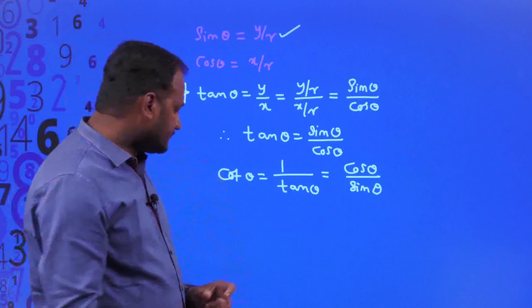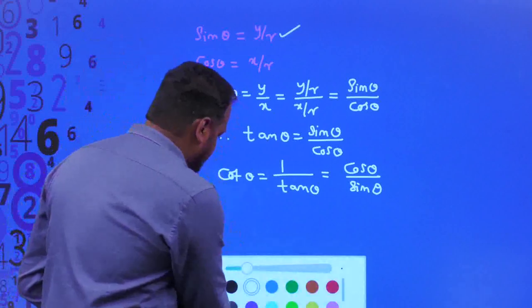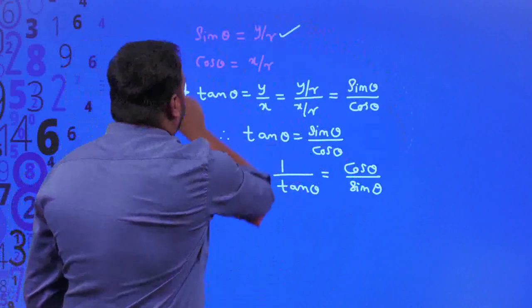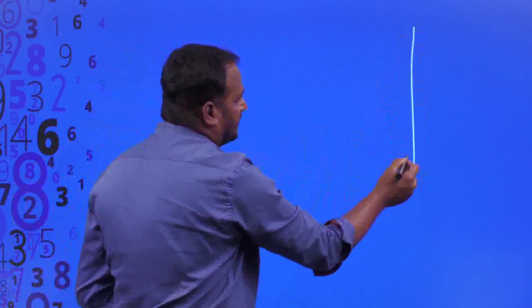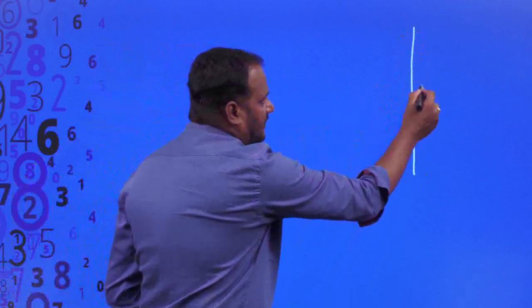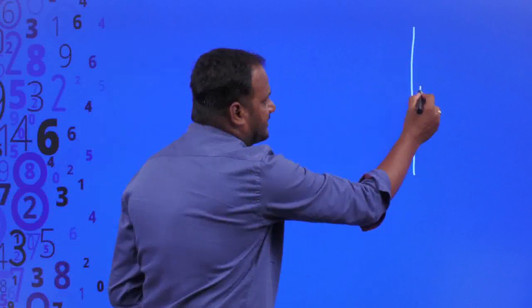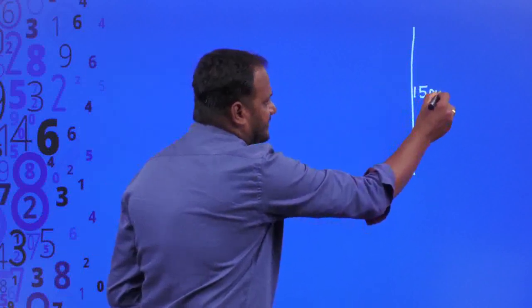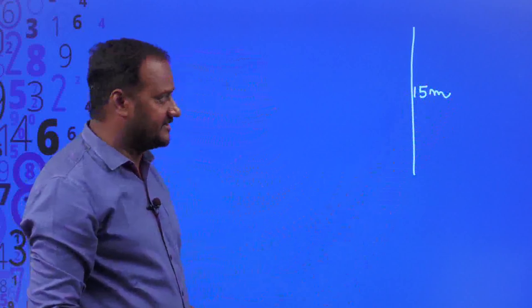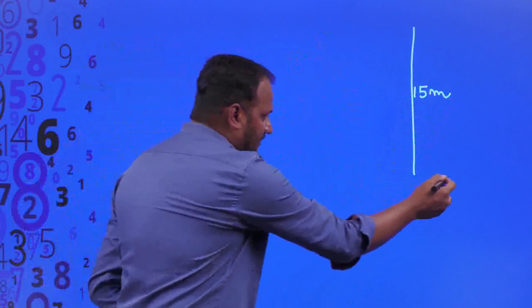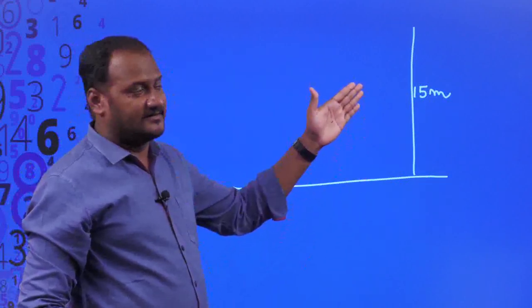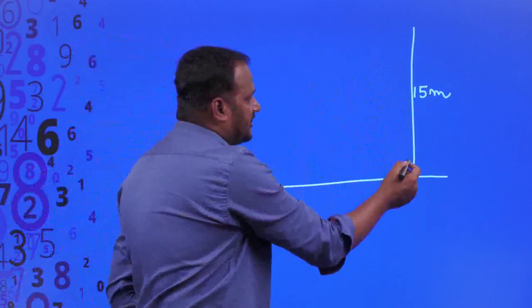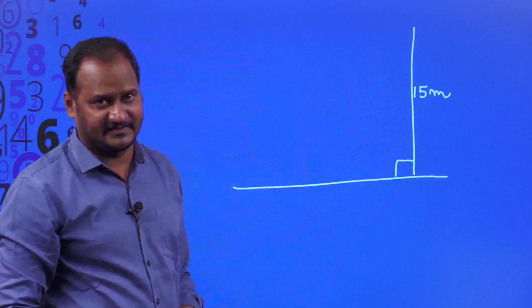So for example, I have a question. That question is like, there is a telephone tower. The telephone tower is, for example, some 15 meters height. The height of the telephone tower is 15 meters. Of course, the telephone tower will be on the ground, and the telephone tower is always vertical. That's why the angle between the telephone tower and the horizontal is always equal to 90 degrees.